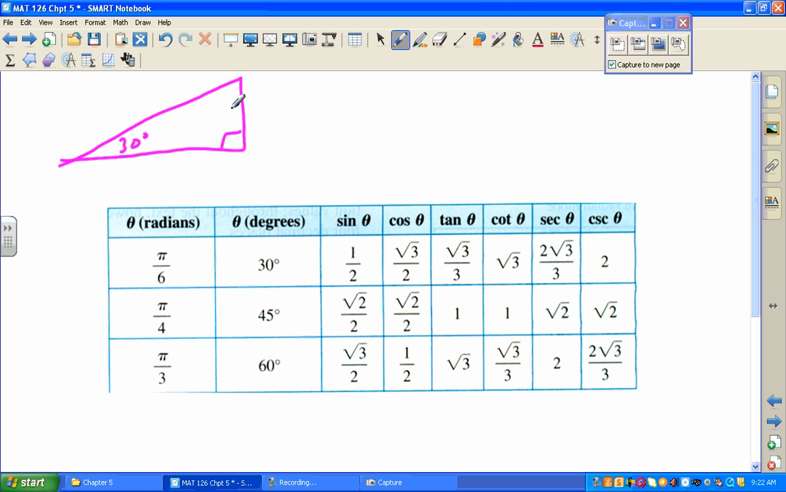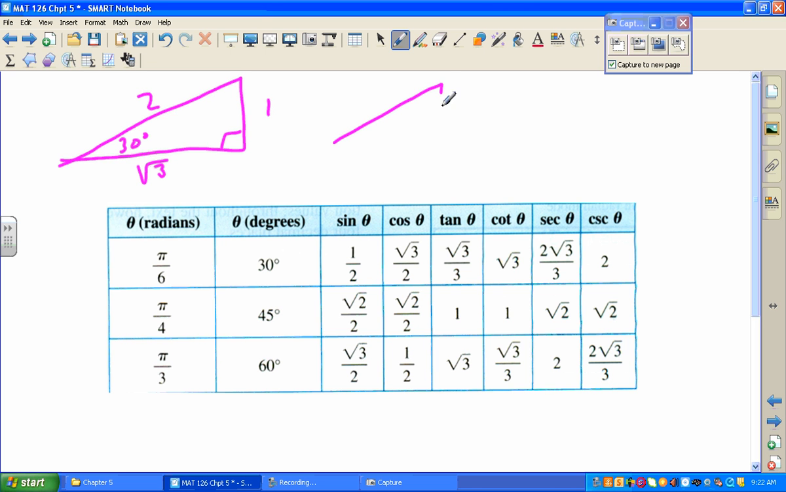Square root of 3 over 2 is your x, right? Close. Square root of 3 is in there. 1's in there. 2's in there. 1 is the short leg. Square root of 3 is the long leg. And 2 is the hypotenuse. Is that on the unit circle, that triangle? No, because the hypotenuse isn't 1.